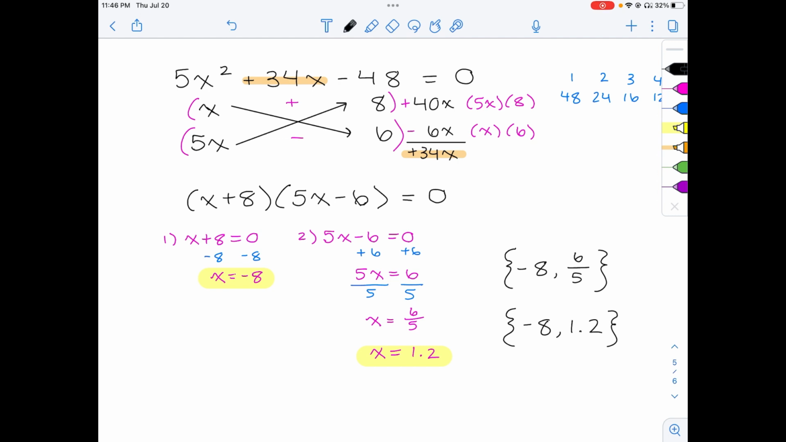Okay, so that's telling me that when I'm asking you to solve like this, you're telling me that x can either be -8 or x can be 1.2, and that would make this expression equal to 0, and that's what we mean by solving a quadratic equation.